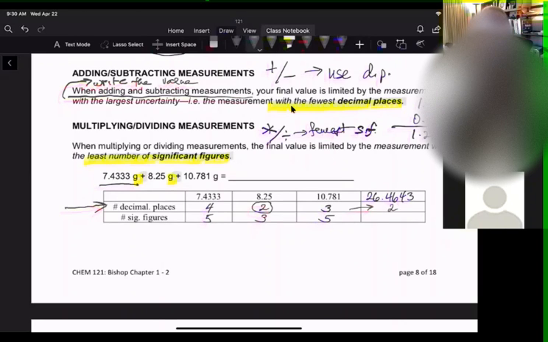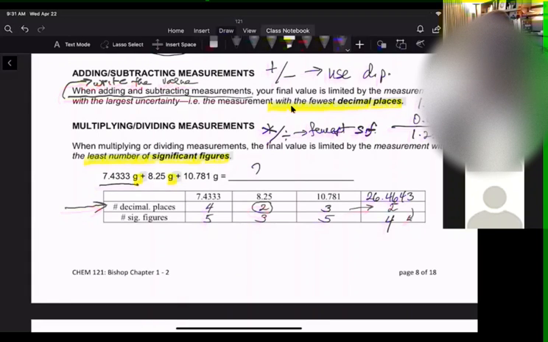So our answer is going to have 2 decimal places. And how many significant figures? I'm going to underline that. How many significant figures does that mean are valid in this answer? 4. 4, yeah. So our answer is 26.4. And I like to do it this way.